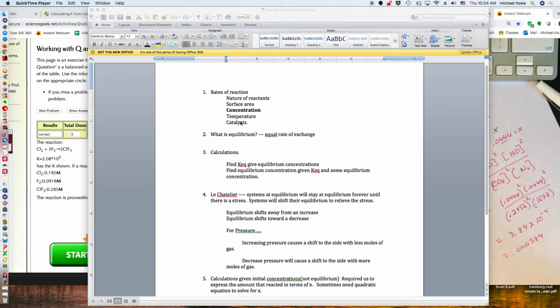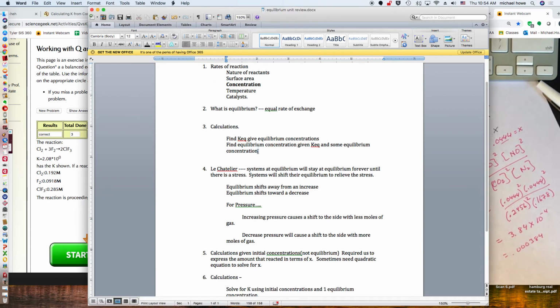Of the 5 things that affect rate of reaction, the one that we use most often in the equilibrium unit is concentration. We talked about what is equilibrium, and equilibrium is equal rate of exchange. And we did calculations, the more basic and easier calculations, where you find the constant given the equilibrium concentrations, or you find the equilibrium concentrations given the equilibrium constant and some equilibrium concentrations.